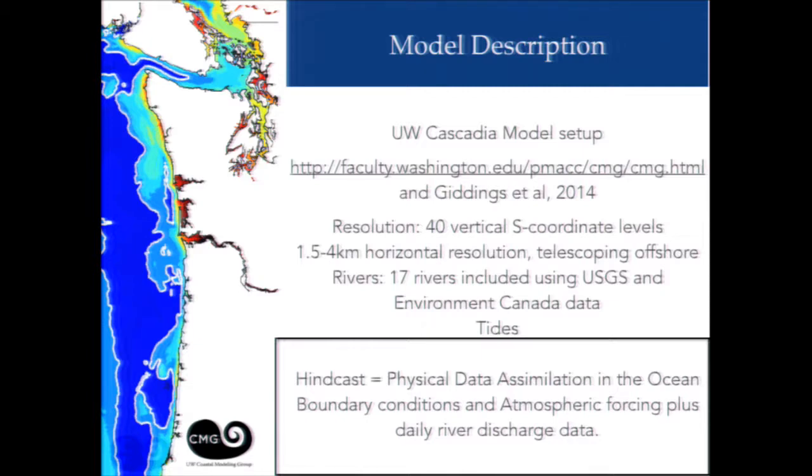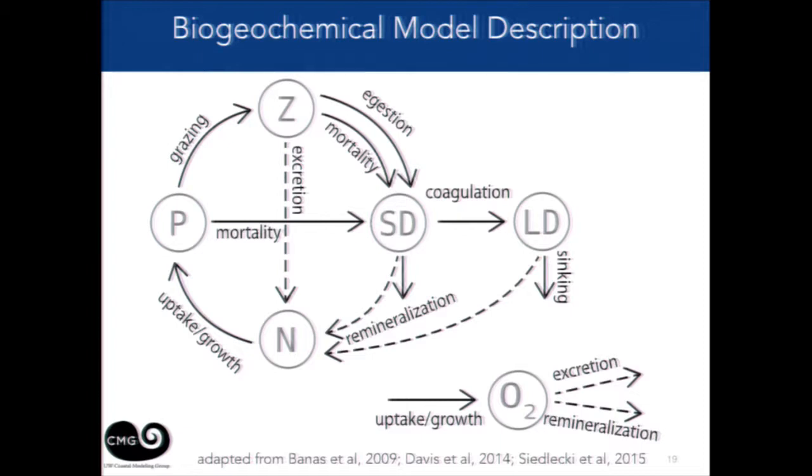And so when I say hindcast, it means that the forcing has benefited from data assimilation, so the large-scale boundary conditions and the winds, et cetera. The biogeochemical model was adapted from Neil Banas in 2009 by Kristen Davis and myself. And it's a simple MPZD with 2 different detrital pools and oxygen, as well as DIC and total alkalinity, but I'm not going to talk about that today.